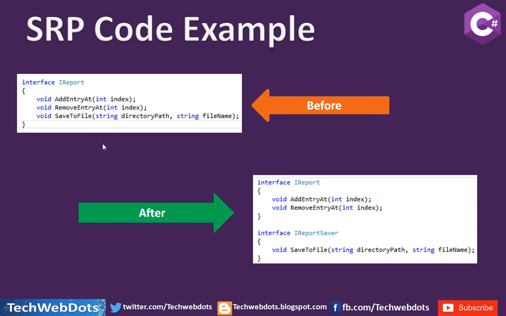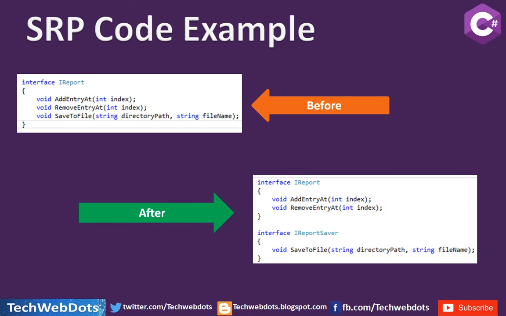As you can see on the screen on the left hand side, we have an interface, which is IReport. In that I have addEntry, at what index I want to do the report entry, and removeEntry at what index. The third one is saveToFile. Out of these three interface methods, the last one looks odd. Why? Because the first two methods are for tracking: we can add the entry, we can remove the entry. It is tracking of the report. But the third method, saveToFile, is for saving the file. It means it's a file saver option.